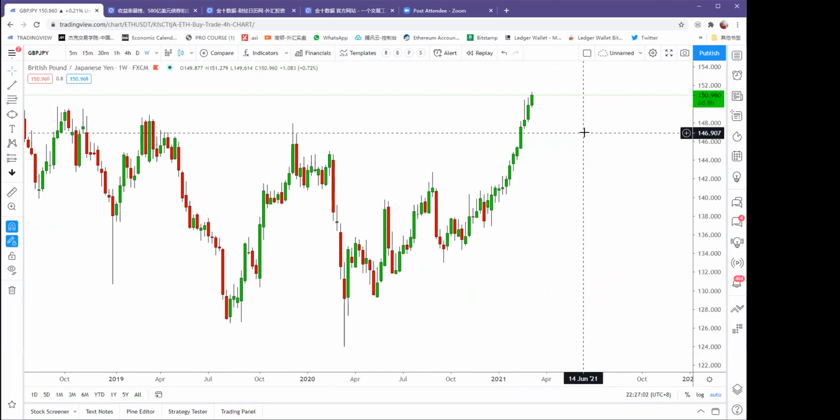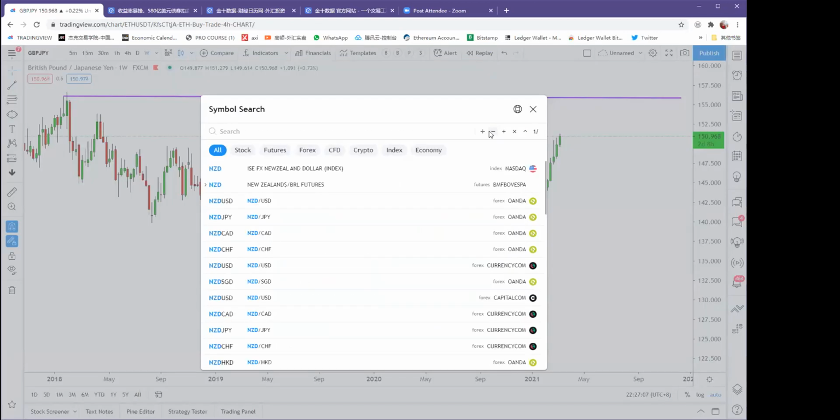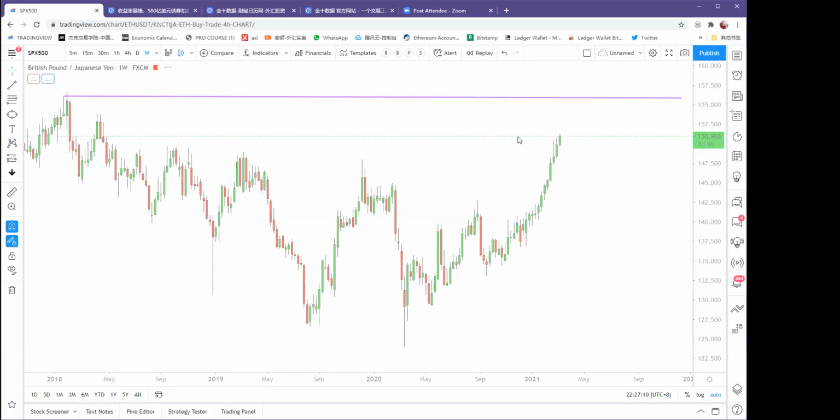Right, take some profit of sterling yen and hold the rest to 155. Okay, and let's check for the stocks market.